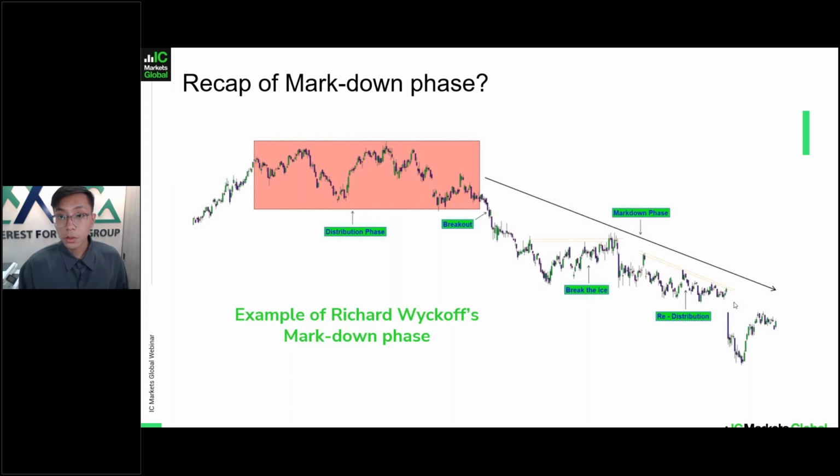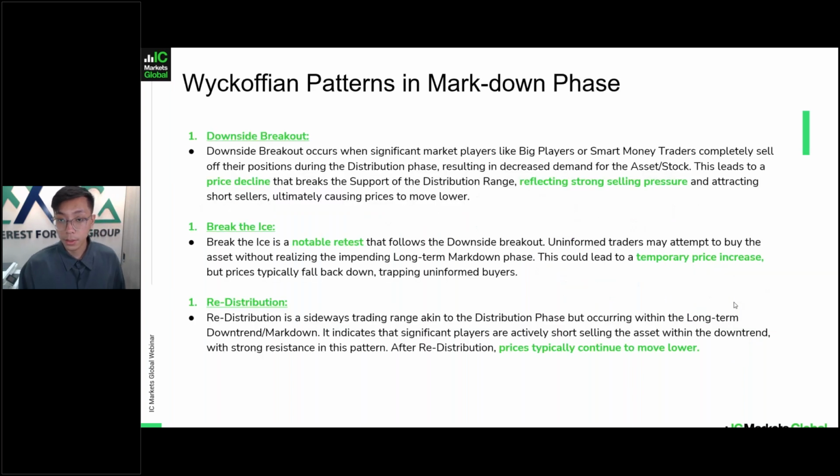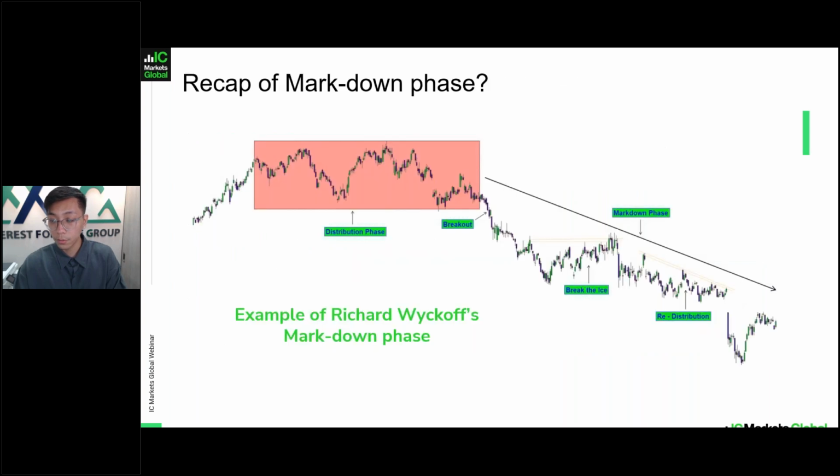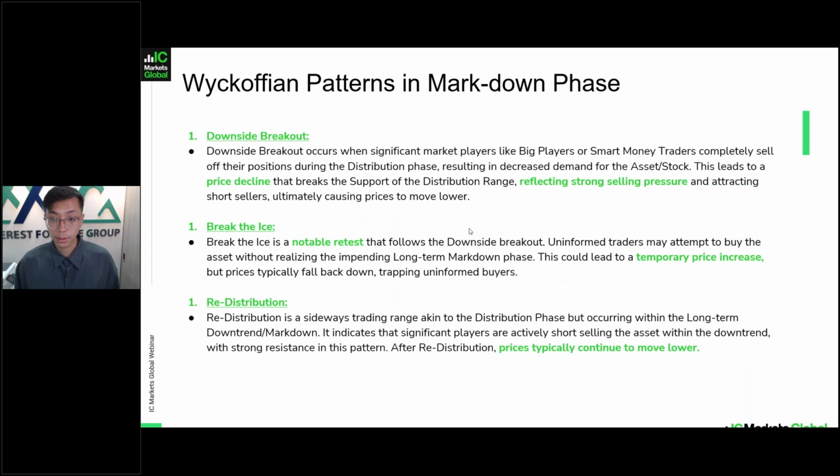Okay, so Wyckoff patterns in markdown phase. Right, we have your downside breakout, and it occurs when significant players like smart money traders completely sell off their positions during the distribution phase, resulting in decreased demand for the asset or stock. So this leads to a price decline that breaks the support. So right here, price decline breaks the support of the distribution range right here, reflecting strong selling pressure and attracting short sellers, ultimately causing prices to move lower.